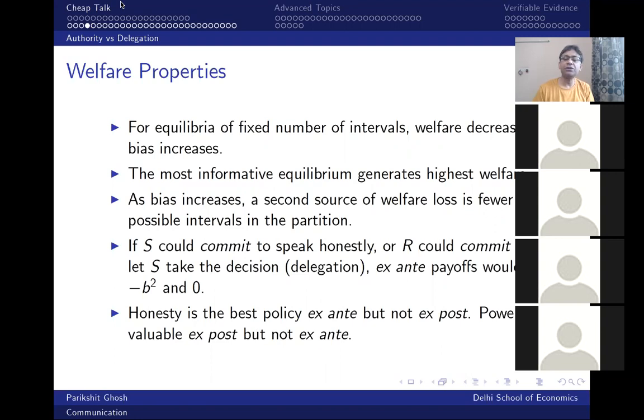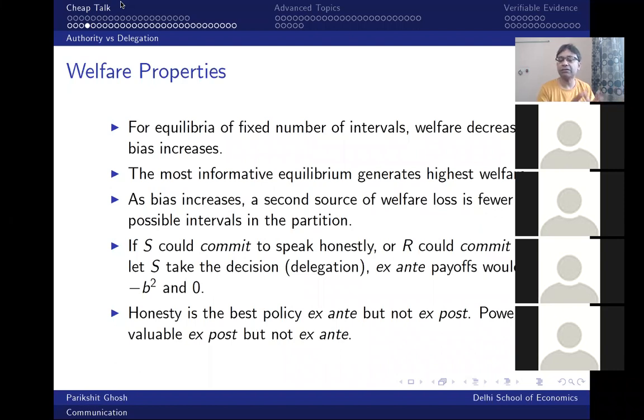It is not credible as long as there is some conflict of interest between them, as long as that b parameter is strictly positive. You cannot have a fully revealing equilibrium, right? The advisor or the expert will not be able to communicate in a credible way the exact value of theta. That's not possible. But that doesn't mean everything is lost.